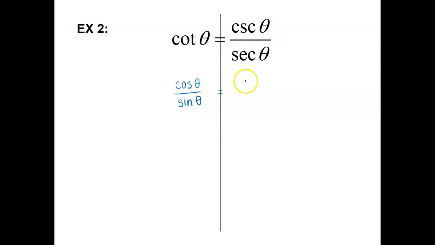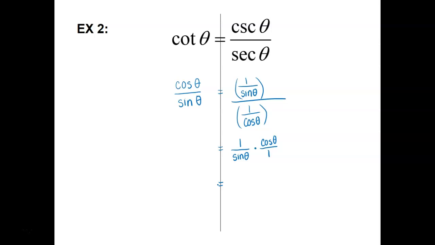Now, cosecant, it is 1 over sine theta. And secant, it is 1 over cosine theta. Now, this over here can't really do anything with. Let's work on this side to see if we can get it to match the other side. So, when I've got 1 over sine theta divided by 1 over cosine theta, dividing fractions is easy as pie. We'll flip the second and multiply. So, we are going to have 1 over sine theta times cosine theta over 1.